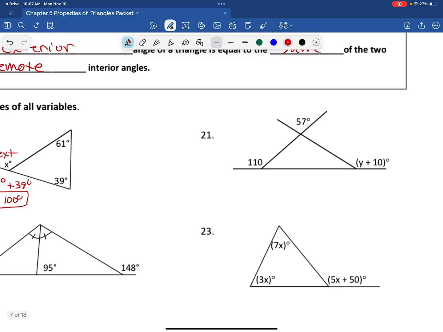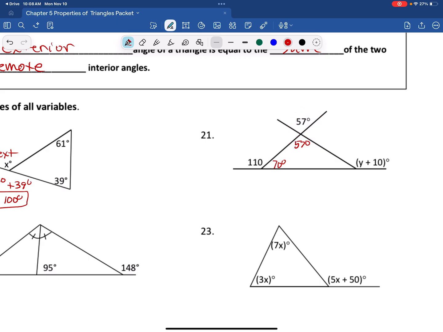Okay, let's go over here to number 21. Now, what I want to do is I need to find this angle over here. Okay, I need to find the measure of this angle over here. So the first thing I'm going to do is I'm going to use my adjacent angle, or my linear pair rules. Since this is 110 and together they add up to 180, this has got to be 70. Okay, these two right here are vertical, so this is 57 degrees.